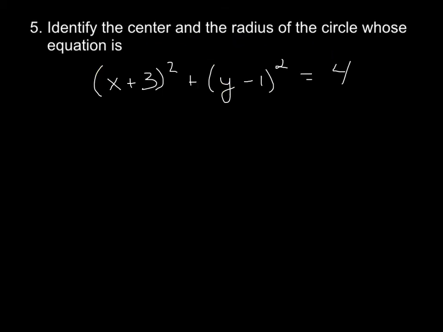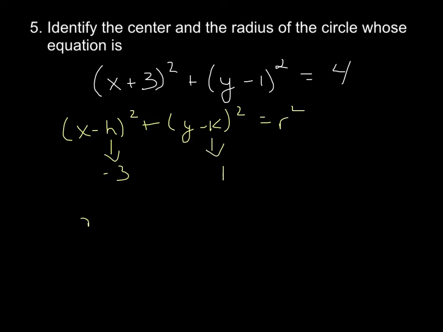Identify the center and the radius. Well, remember that our form is x minus h squared plus y minus k squared equals r squared. So if I have x plus 3, that means that my h must be -3. My k is 1, so the center of my circle is at -3, 1. And that's r squared, which means that r is 2.